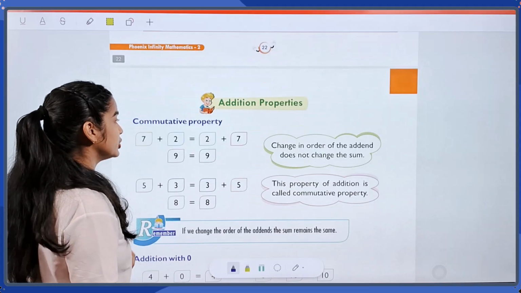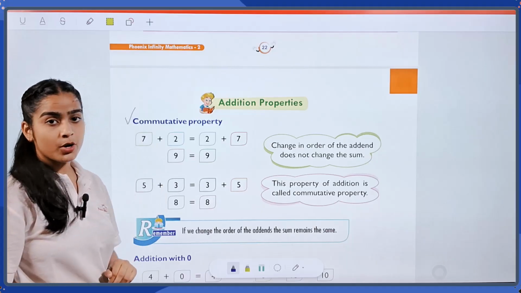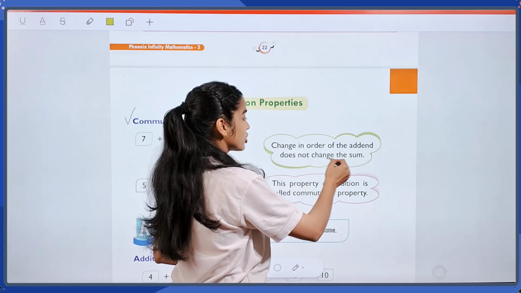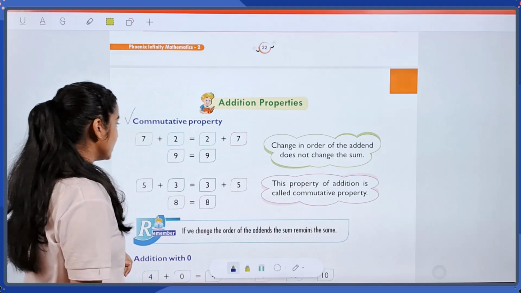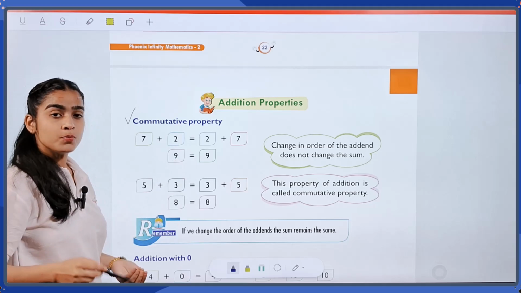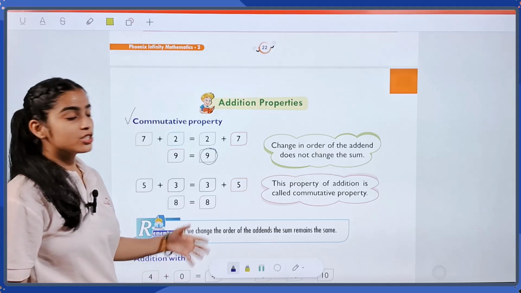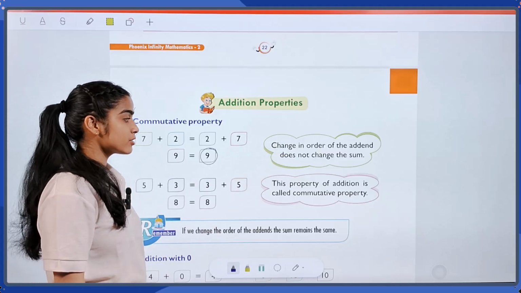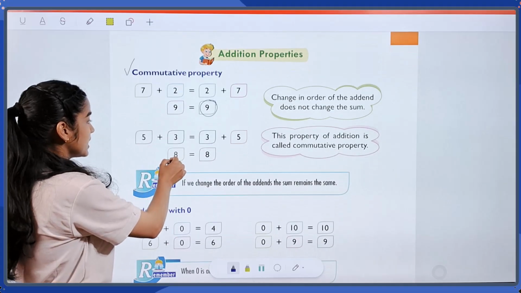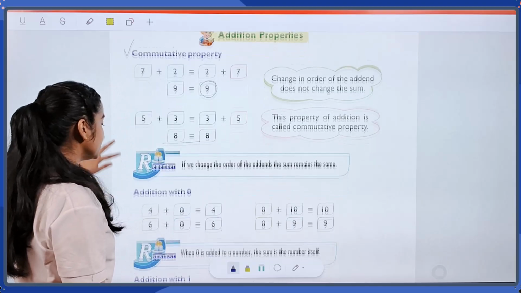Now we have addition properties. First of all, we have the commutative property. The commutative property means that changing the order of the addends does not change the sum. For example, 7 plus 2 is 9, so the sum of 2 plus 7 is also 9. It means whenever we change the order of the numbers, it does not change the sum. 5 plus 3 is 8 and 3 plus 5 is also 8. This is called the commutative property.